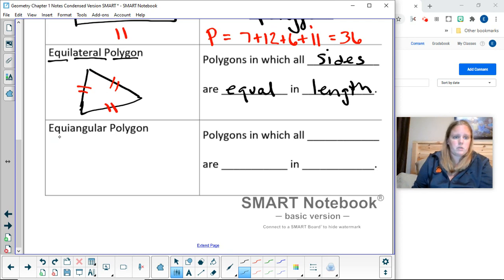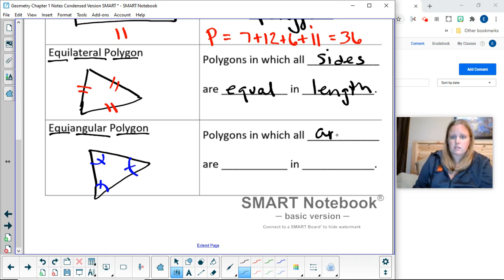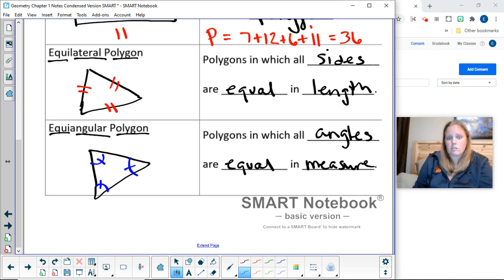Okay, now if we break it down like we did here, equiangular polygon. This is where the polygon's angles are all equal. So if I do a triangle again, this time I want to emphasize the angles being all the same size. So this is polygons in which all angles are equal in measure. Now I use the word measure here because angles are not a length, they're a degree. So it basically means the same thing. They're the same size. They're equal in size or they are congruent.